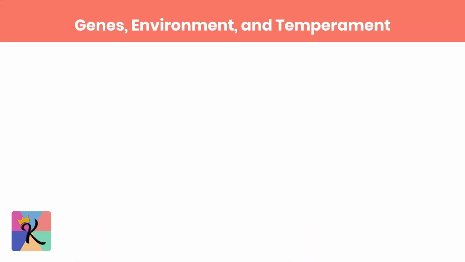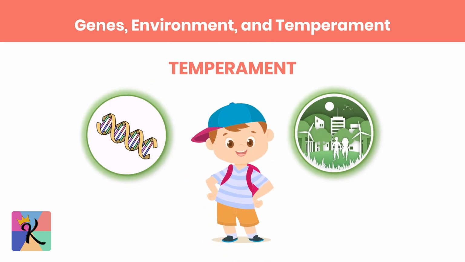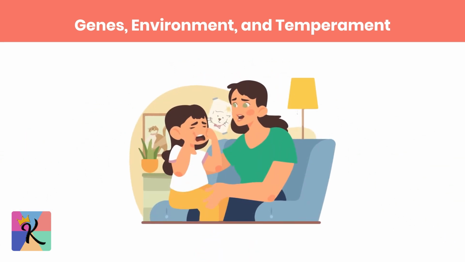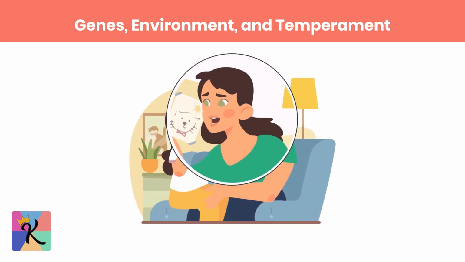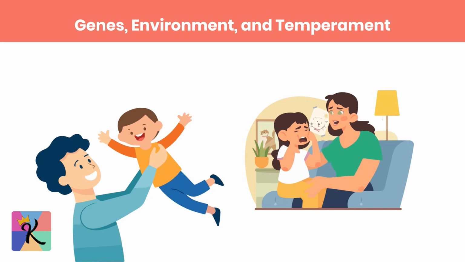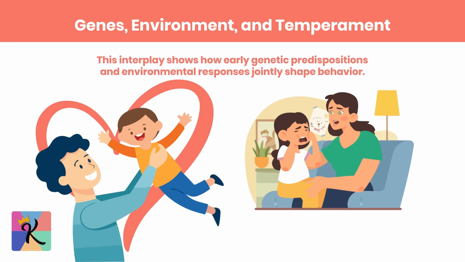The dynamic interaction between genes and environment extends to complex traits like temperament, which often persists from infancy into adulthood. A difficult infant, irritable and unpredictable, may elicit frustration from caregivers, reinforcing negative patterns. In contrast, an easy infant is more likely to receive positive reinforcement, shaping their development differently. This interplay shows how early genetic predispositions and environmental responses jointly shape behavior.